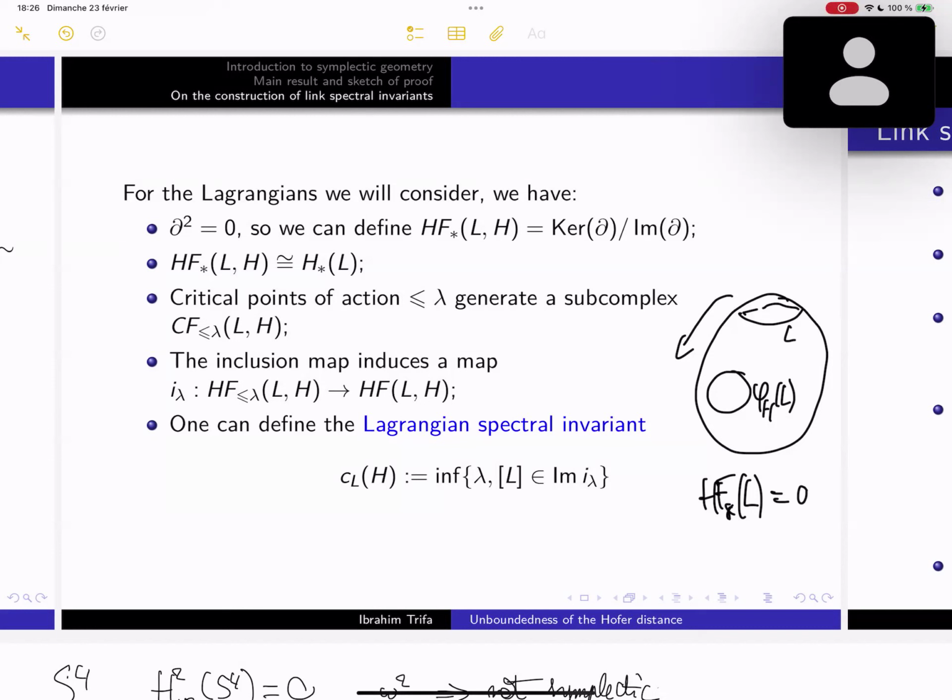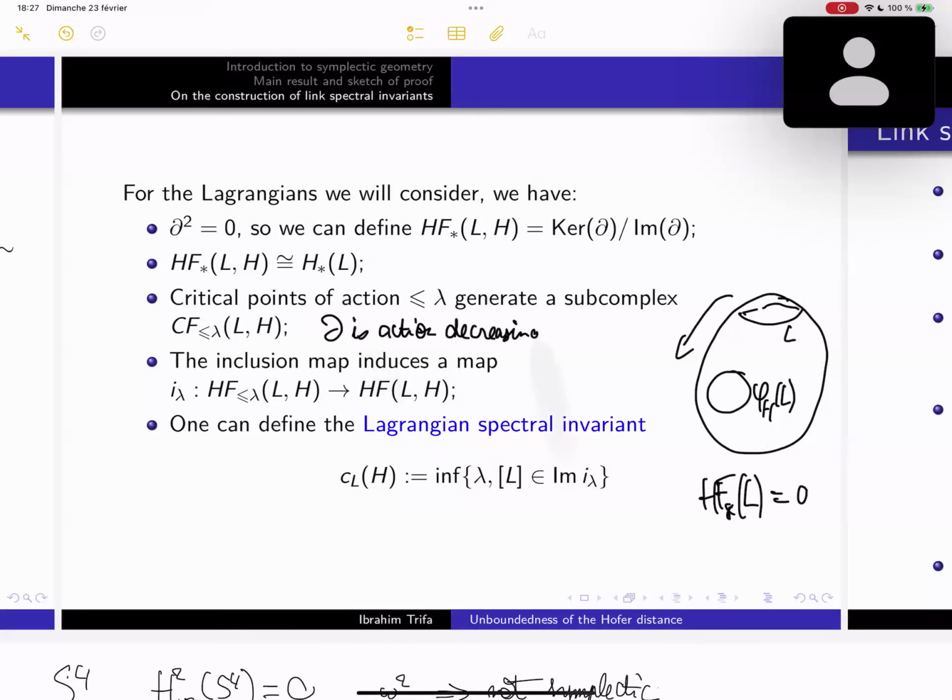And remember, we had an action functional on the Floer complex, which gives us a filtration. So you can look at all critical points of the action functional of action less than lambda. This would generate a vector space CF less than lambda. And one can check that the differential D is action decreasing.